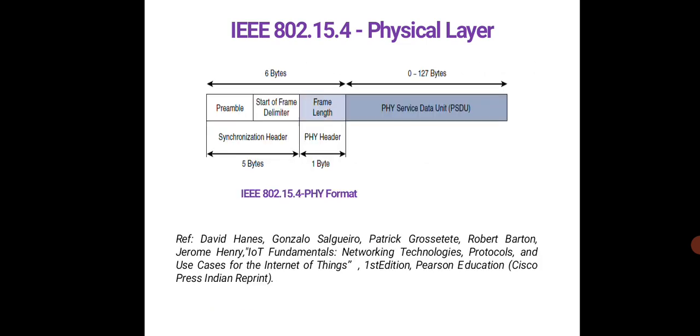You can see here the physical format which is available for IEEE 802.15.4. There are 6 bytes for the front end, which has the synchronization header and then the physical header, and then you have almost 128 bytes of PSDU, that is the PHY service data unit.